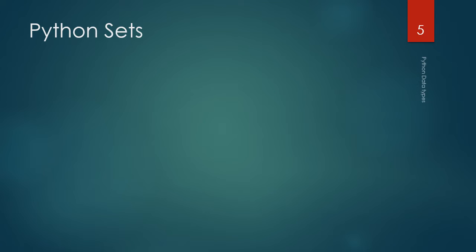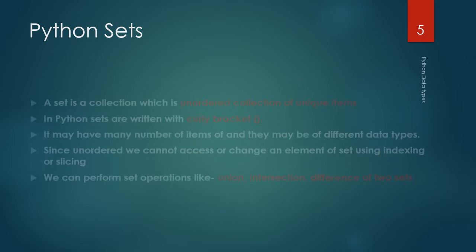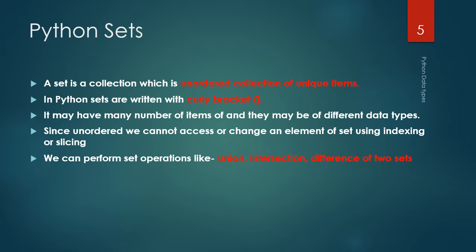Next Python data type or data structure is Python sets. A set is a collection which is unordered, and this is a collection of unique items. In Python, sets are written within curly brackets. Remember, list elements are enclosed in square brackets, tuple elements are enclosed in round brackets or parentheses, whereas set elements are enclosed within curly brackets.